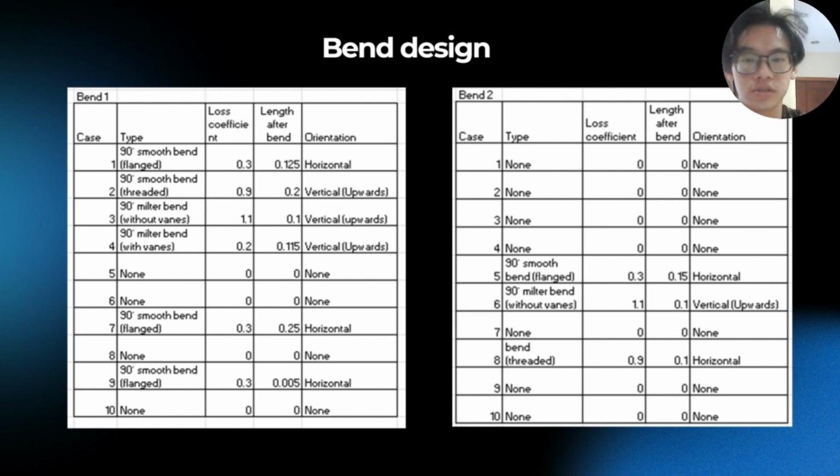This shows the bend design in our 10 cases. In our project, we included a maximum of 3 bends and a minimum of 1 bend in every case. So, for the type of bend, we consider 4 types: 90-degree smooth bend flange and threaded, 90-degree mitered bend without vanes, and with vanes. For orientation, we consider horizontal, vertical upwards, and vertical downwards.